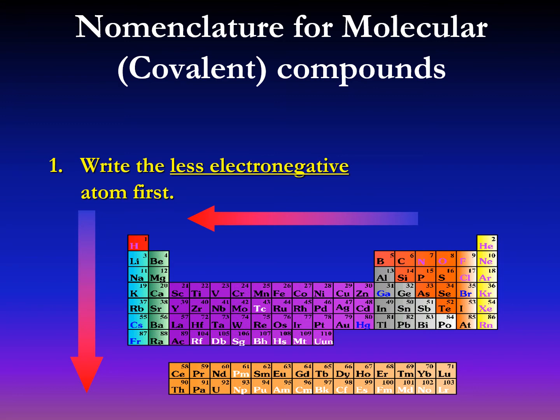Whereas if you look down at cesium and francium on the left corner of the periodic table, they have very, very low electronegativity. So you just imagine a diagonal line going from fluorine down to francium, and the further away an element is from fluorine, that's the element that goes first.